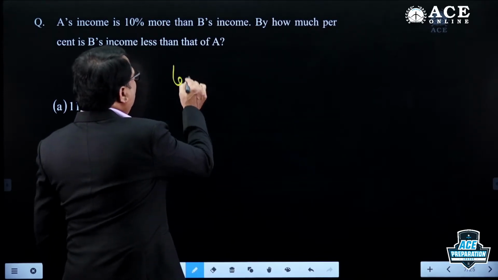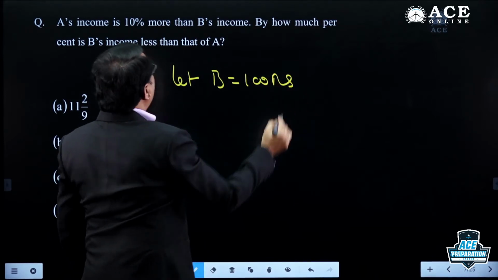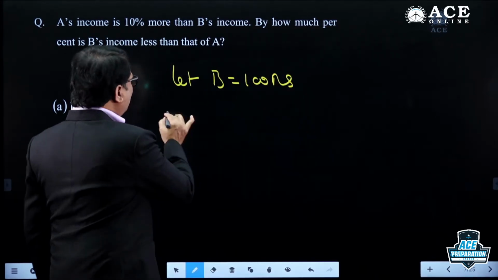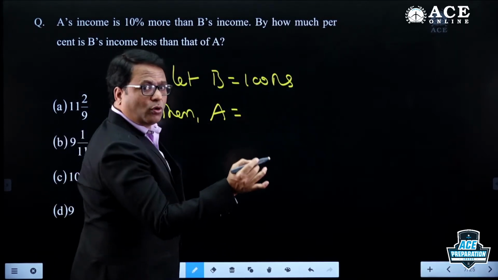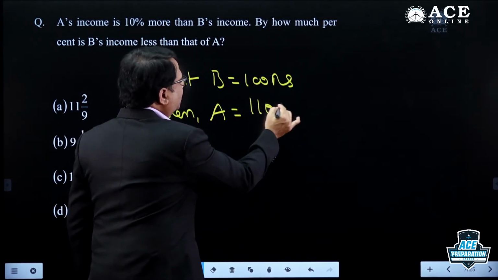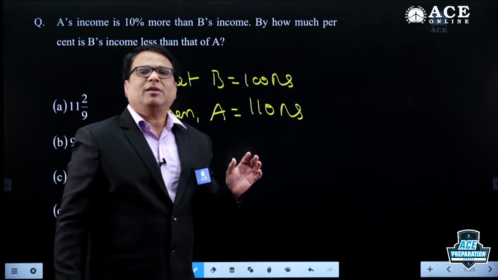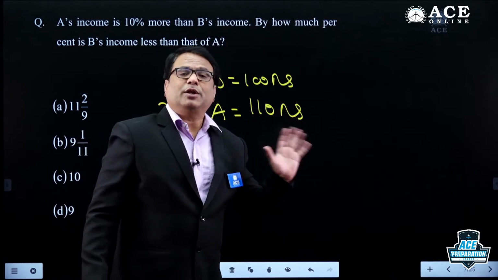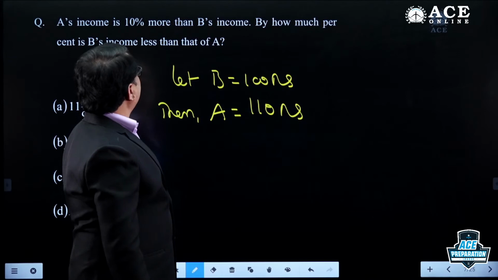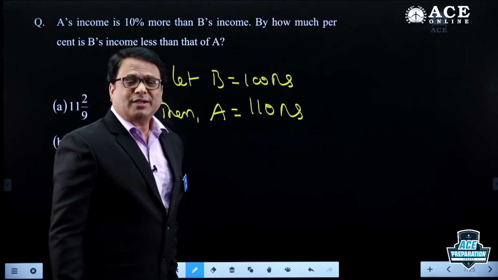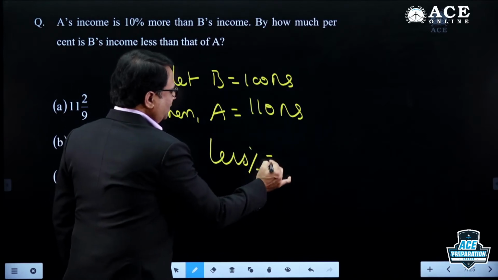So let B equal to 100 rupees. Then A would be how much? Then A would be 10% more. That means 110 rupees. So if you assume B as 100, then A will be 110 rupees. Then what is the question? By how much percent is B's income less than that of A? So less percent.